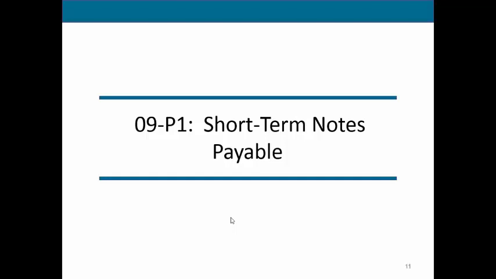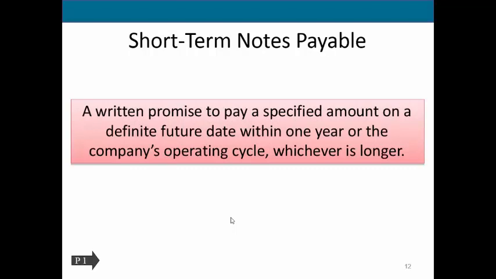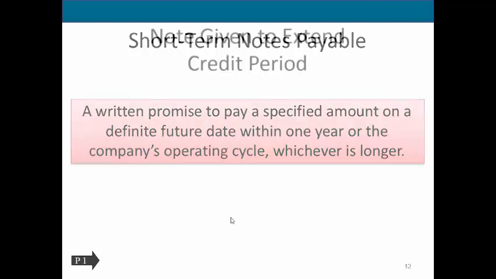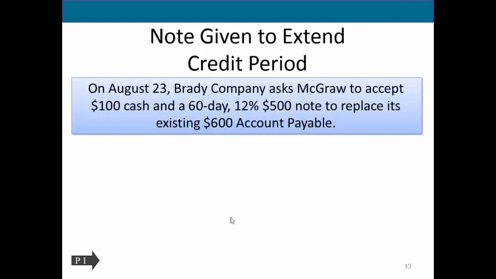And if any of those payments are due within less than a year, that portion needs to be classified as short term because we need to pay it in less than a year. So the basic definition of a short-term note payable is a written promise to pay a specified amount on a defined future date within 1 year or the company's operating cycle. So that's our basic definition of that note payable.